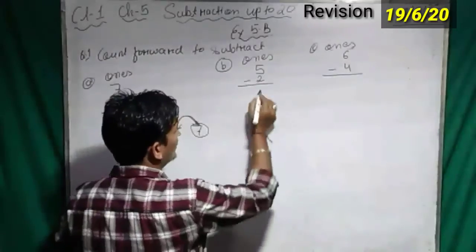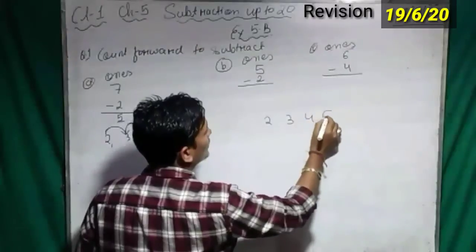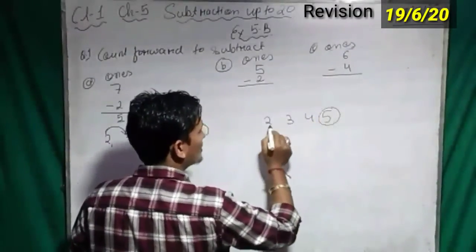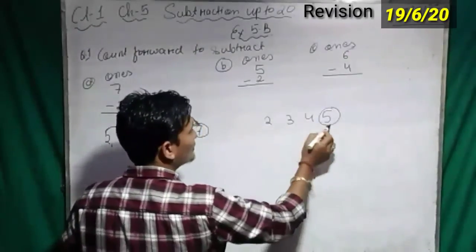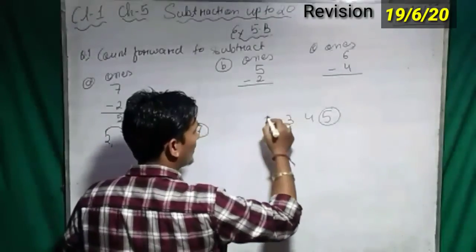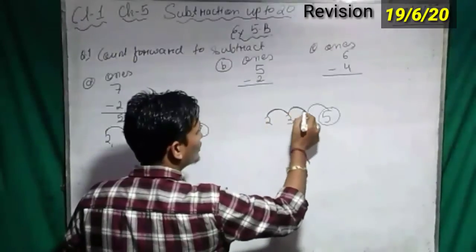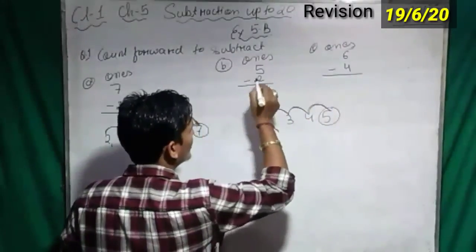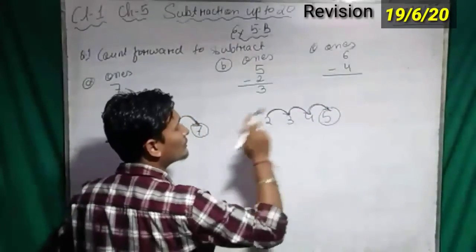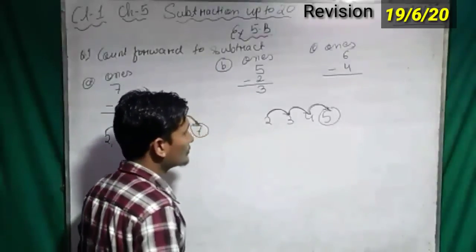Now 5 minus 2. So start with 2, 3, 4, 5. Now we have to reach here. We have to start from 2 and we have to reach up to 5. So start jumping forward that way. 1, 2, 3. So how many steps? 1, 2, 3. So the answer is 3. Got it, children? And I am putting arrow here. Why? Because we are jumping where? Forward jumping. Yes or no?